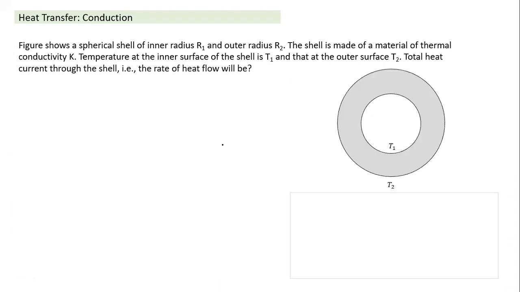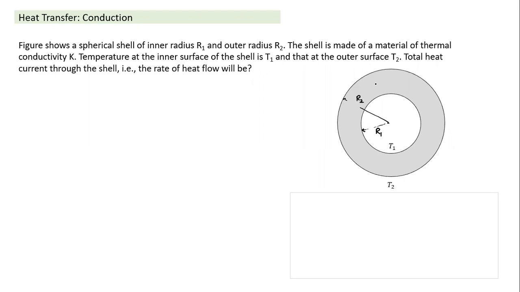Okay, some more variation of the same. In this case, it shows a spherical shell of inner radius R1. This is a spherical shell. We have drawn it in 2 dimensions, but you have to keep in mind this is a 3-dimensional thing. Outer radius is R2.